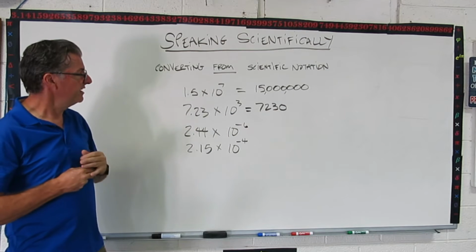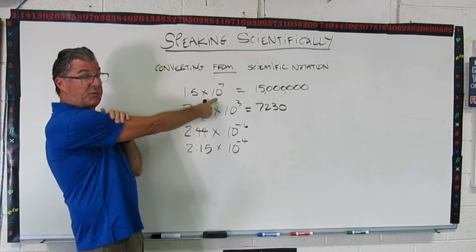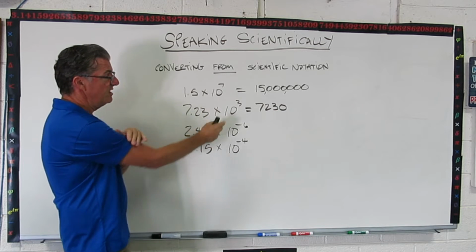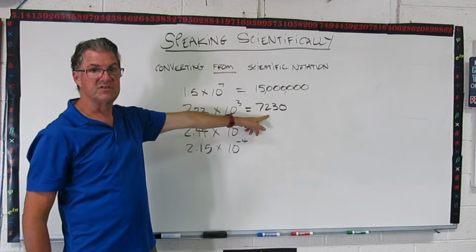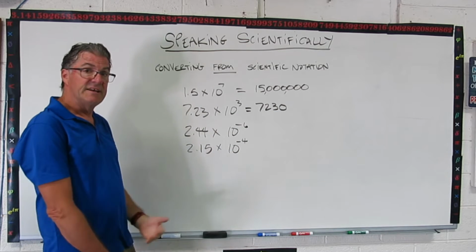I want to point out a few things. 10 to the 7th is pretty big, certainly bigger than 10 to the 3rd. And guess what? 15 million is quite a bit bigger than 7,230. Okay, now let's do the other way.